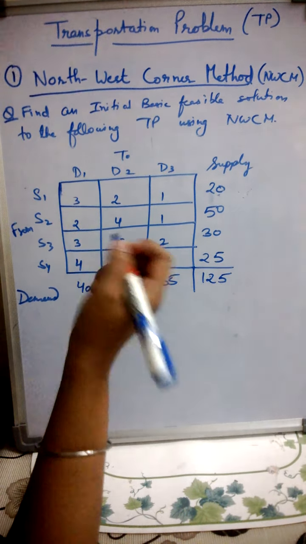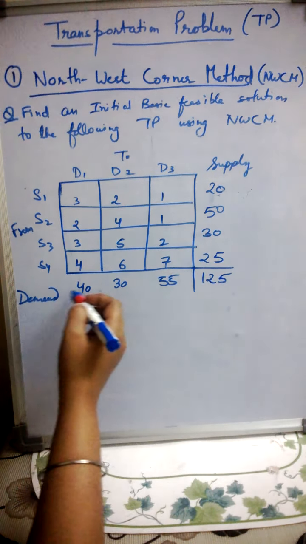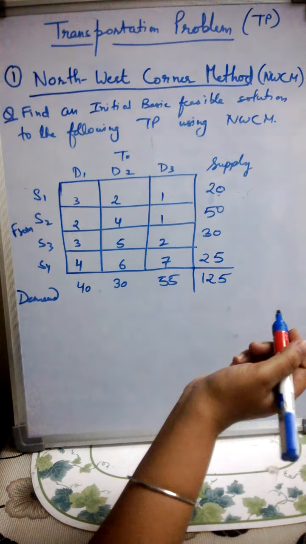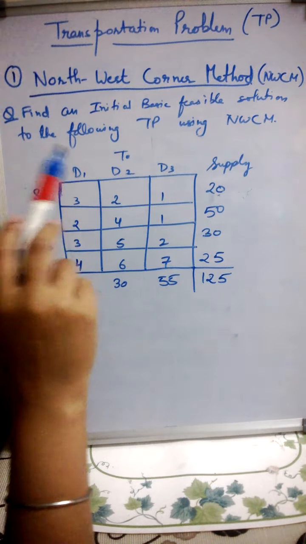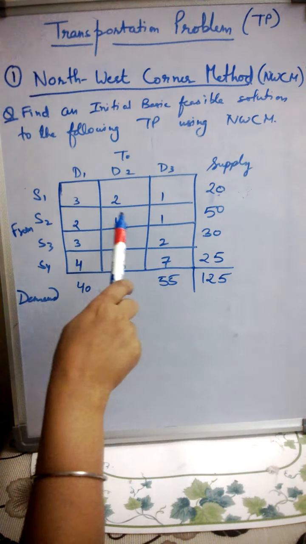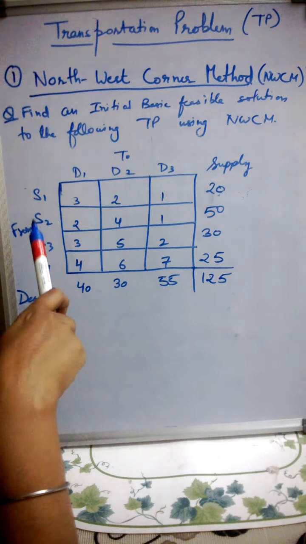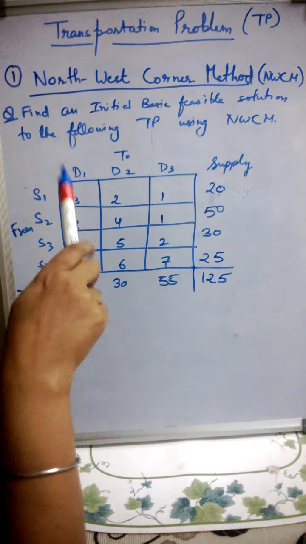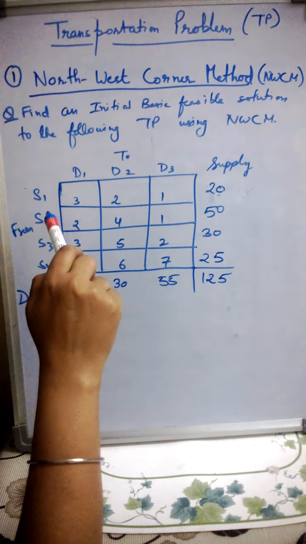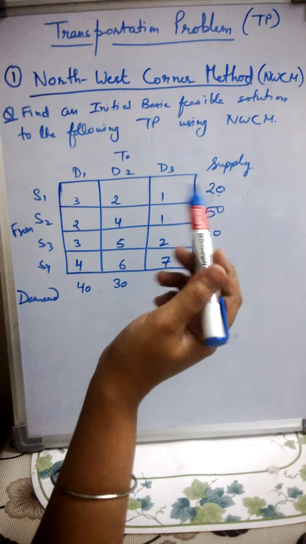Now first we need to check if the problem is balanced or not. So here we see that total supply is 125 and total demand is also 125, so it is a balanced problem. Now in order to find out the initial solution, we need to look for the cell from where we should start allocating, or from where we should start transporting. That is, either we transport first from S1 to D1, or should we transport first from S3 to D2. So where should we transport first?